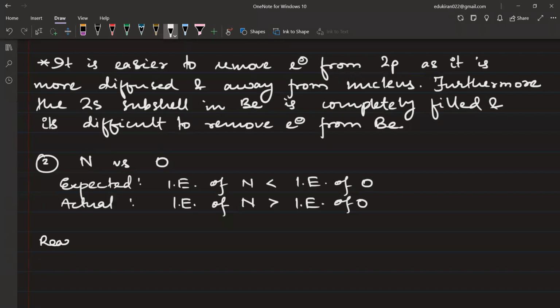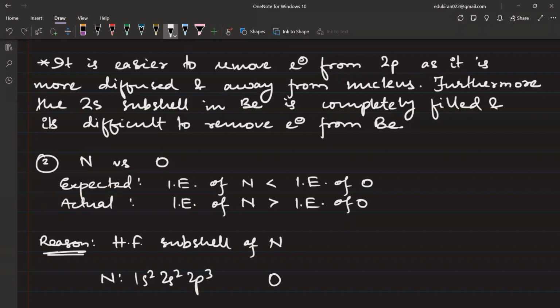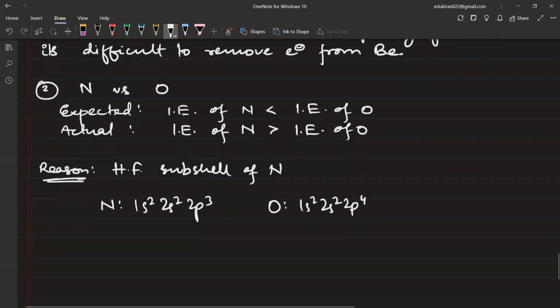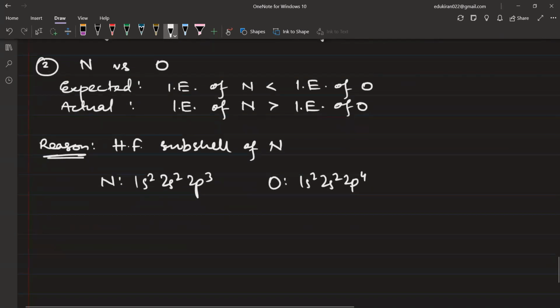Okay, reason: half-filled subshell of nitrogen. See here, the electronic configuration of nitrogen is 1s2, 2s2, 2p3. Oxygen is 1s2, 2s2, 2p4. So there is not a significant change in the atomic number. Only one atomic number has changed from nitrogen 7 to oxygen 8. But we have changed from half-filled, more stable configuration to partially filled, less stable configuration. That is why it is easier to remove electron from oxygen rather than nitrogen.